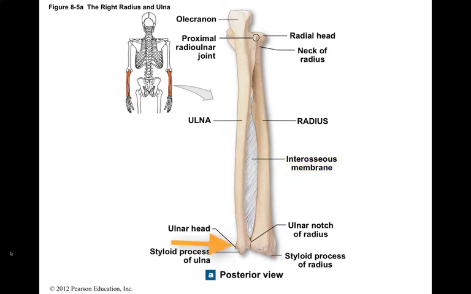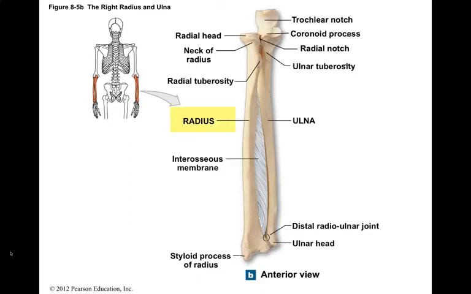Near the wrist, the ulna narrows before ending at the disc-shaped ulnar head, or head of the ulna. The posterior lateral surface of the ulnar head has a short styloid process. The distal ulna articulates with the radius at the distal radio-ulnar joint. The radius is the lateral bone of the forearm.